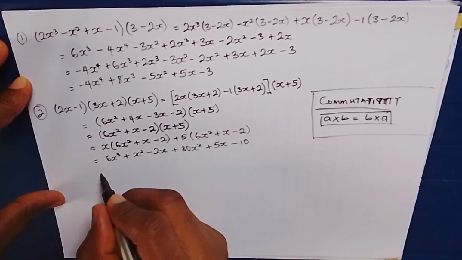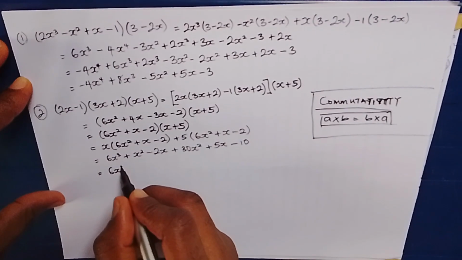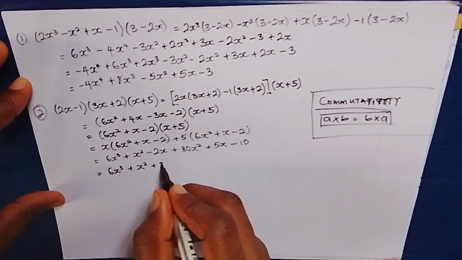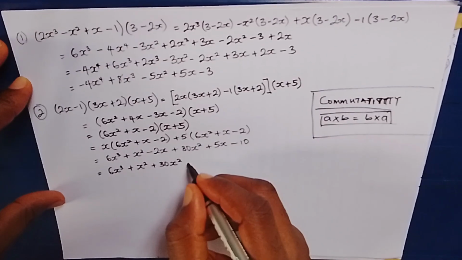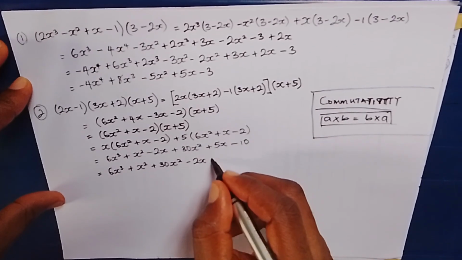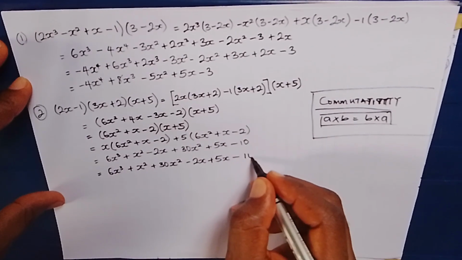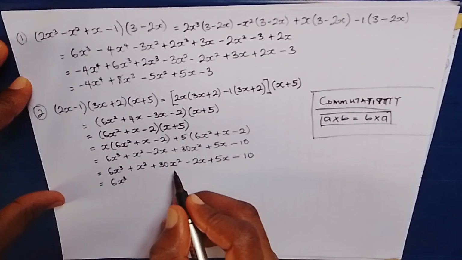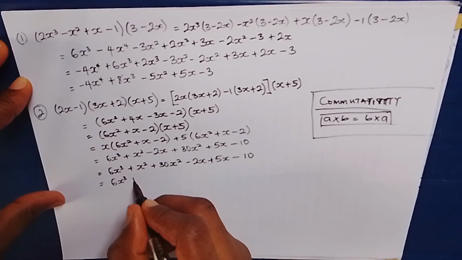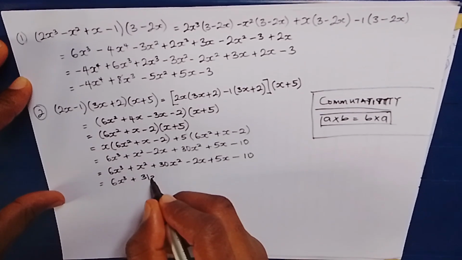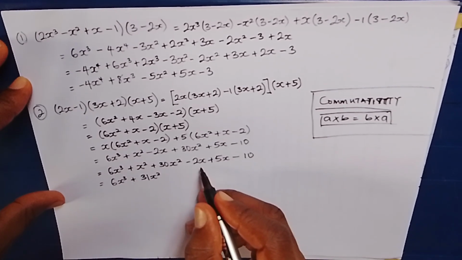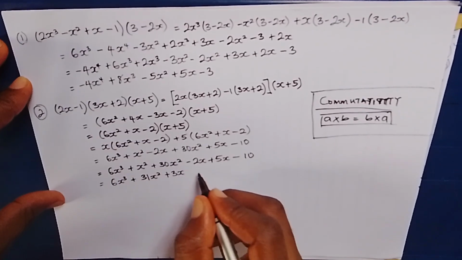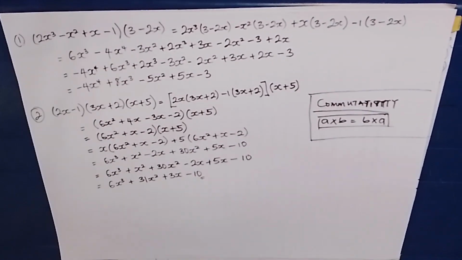So what we do now is we collect like terms. So 6x cubed stands alone. So for x squared, we have x squared plus 30x squared. Then we have minus 2x plus 5x minus 10. So simplifying this, we have x squared plus 30x squared. This becomes 31x squared. Then minus 2x plus 5x becomes 3x minus 10. So that's our final answer.